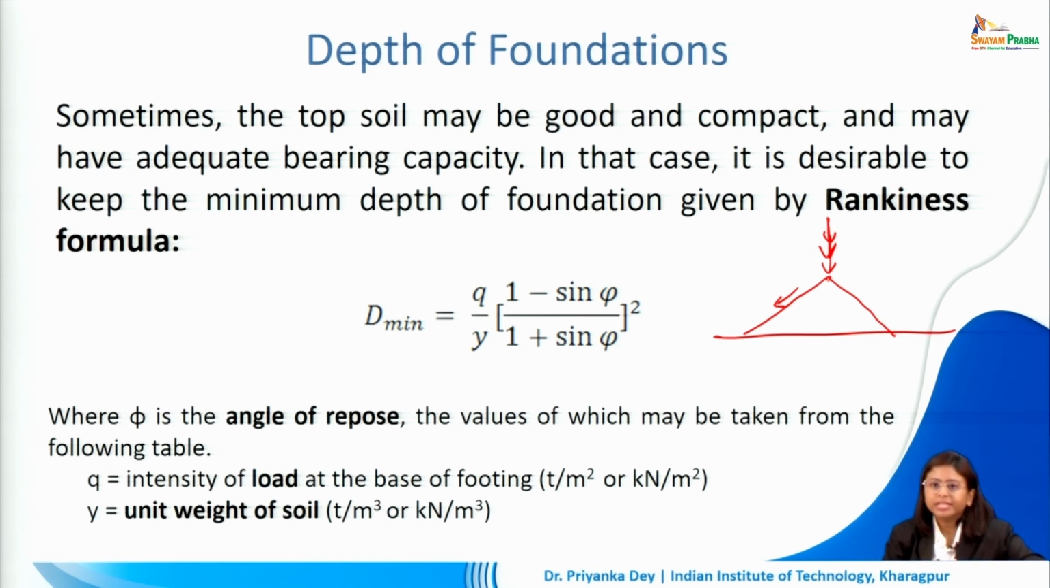The Q here in this formula is the intensity of the load which is being placed at the base of the footing. So this includes the superimposed loads which are coming from the superstructure, as well as the self weight of the foundation, because the foundation itself carries certain weight which is going to be carried by itself. So that load intensity we are going to have to calculate and ensure, and that will determine our Rankine's formula's calculation of the minimum depth of footing. And Y is the unit weight of the soil in kilonewton per meter cube or ton per meter cube.